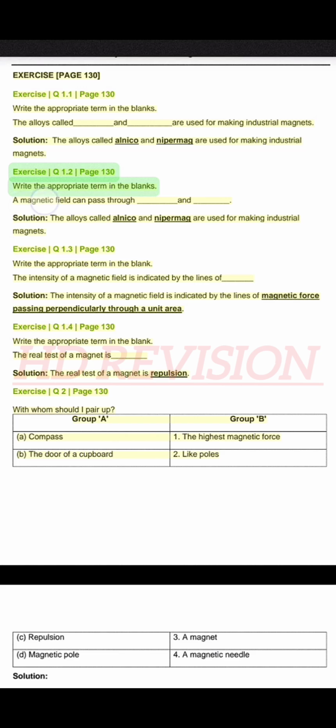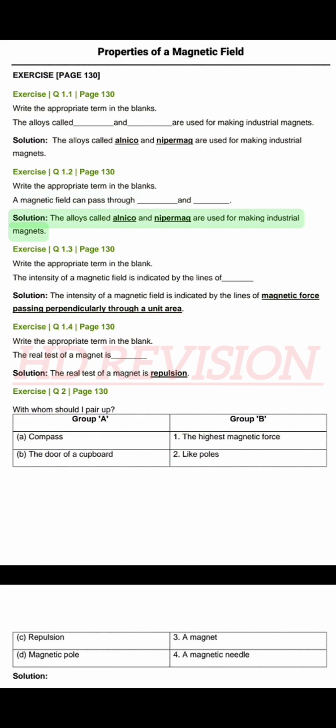Exercise Q1. Electric field can pass through underscore and. Exercise. The intensity of a magnetic field is indicated by the lines of.